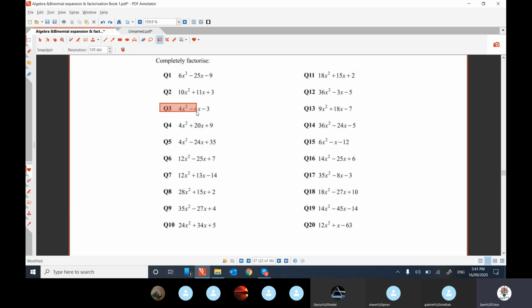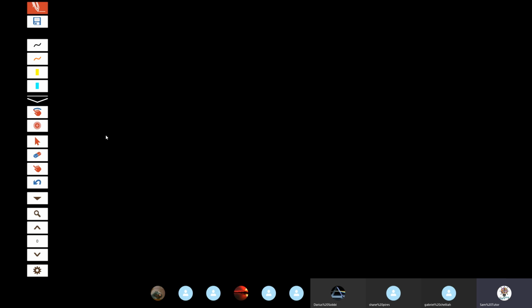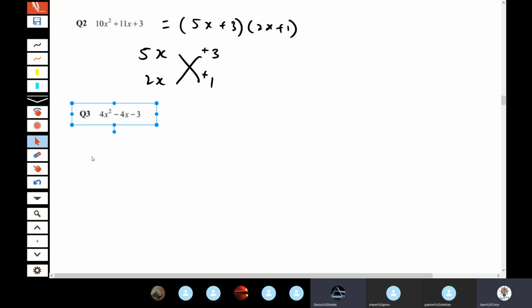Question 3. Who are we up to? After Gab is Jenna. Sam? Yes. What if in an exam it says, use this strategy to answer a question? It won't. It won't be like that. It'll just say factorize. Okay. Yep.